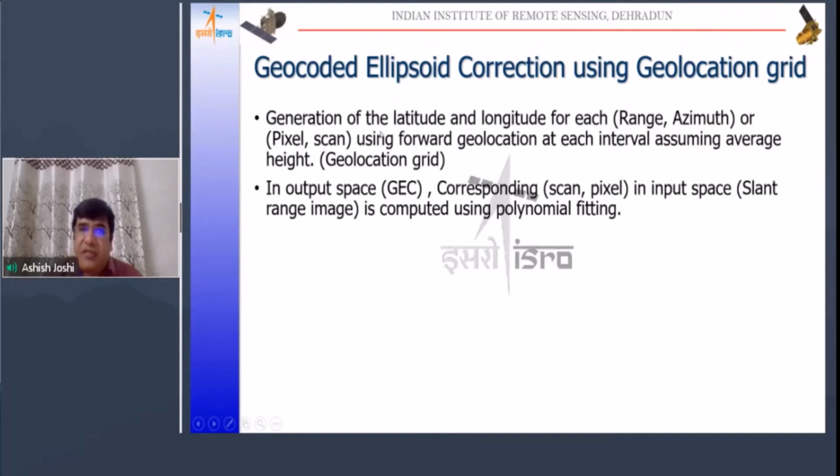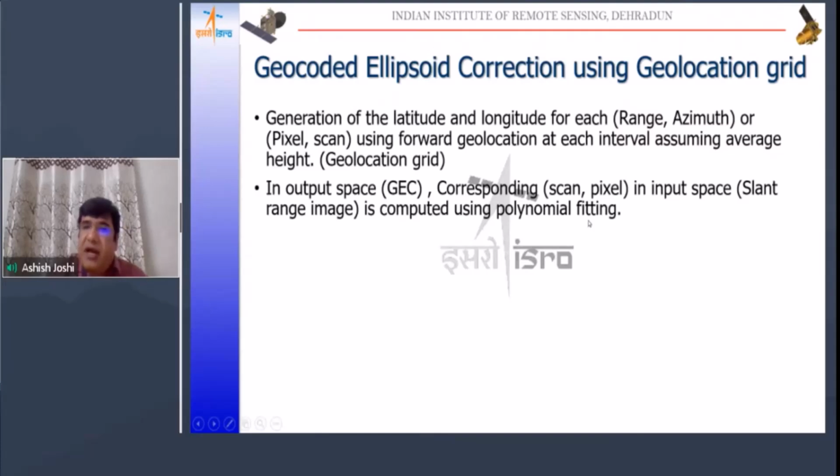So how is the geocoded ellipsoid correction using the geolocation grid done? First, the generation of the latitude and longitude for each range and azimuth pixel scan using the forward geolocation at each interval, assuming the average height. Okay, so for GEC, at every constant interval, we will find for a particular IJ what the lat long are. So we will form one geolocation grid. In that geolocation grid, for a particular IJ we have the lat long. So in the output space, for the corresponding scan pixel in the input space, the slant range image is computed using polynomial fitting.